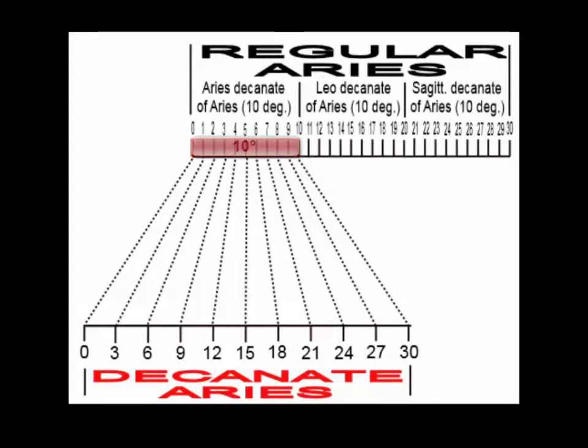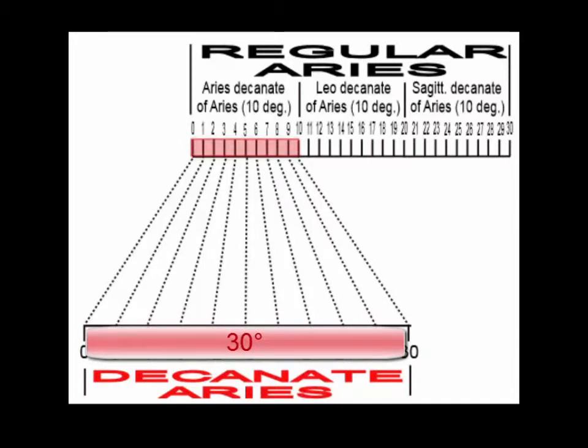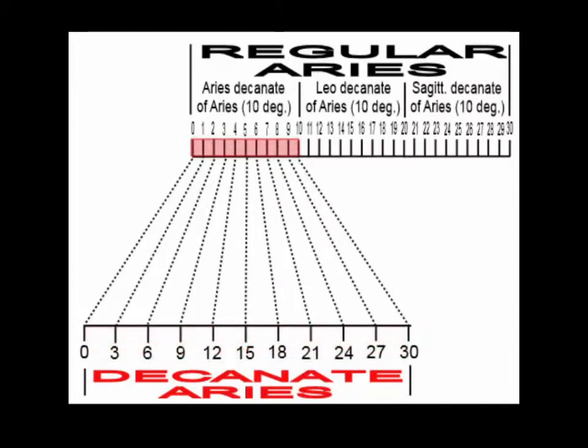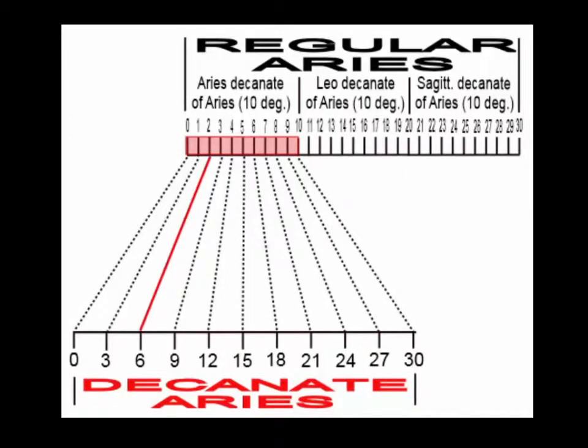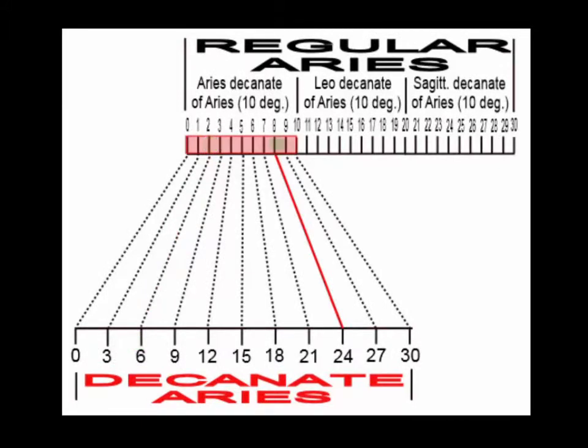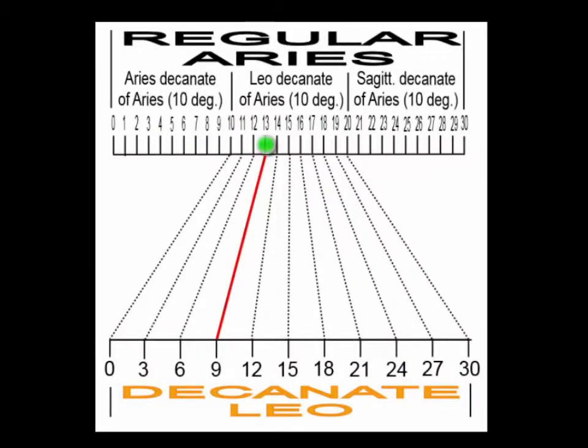My reasoning is that if 10 degrees magnify into 30 degrees, then every single degree also gets magnified by 3 times its value. Which means if you have, for instance, a planet at 2 degrees Aries, its decanate twin would be located at 6 degrees of Aries in the decanate zodiac, not the regular zodiac. And if you had a planet located at 8 degrees of Aries, either natally, by progression, or by transit, its decanate twin would be located at 24 Aries in the decanate zodiac, not the regular zodiac. A planet located at 13 degrees of Aries in the regular zodiac would have its decanate twin at 9 Leo in the decanate zodiac.